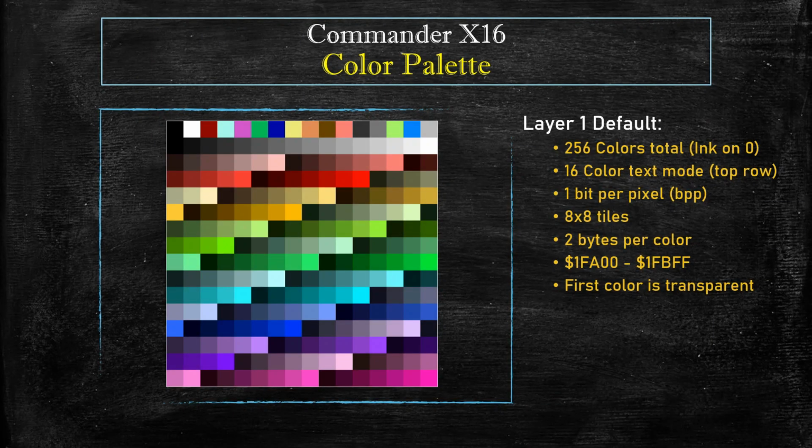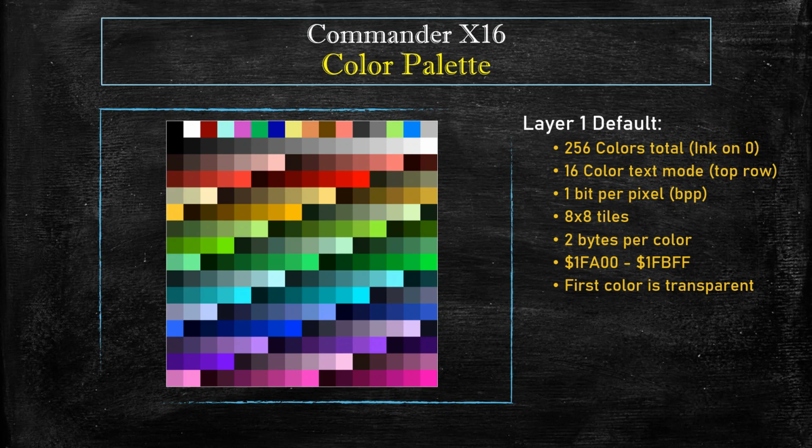Okay, so now it's time to take a look at the color palettes, which will show us what colors we have available to us to print our characters that we're going to be displaying on the screen. So the way the color palette works in these text modes on the Commander X16 is there are actually 2 different modes that we can use. And if we take a look at the notes here on the right side, the top note here says 256 colors in total, and it says ink on 0. And I'll explain what that means in a moment.